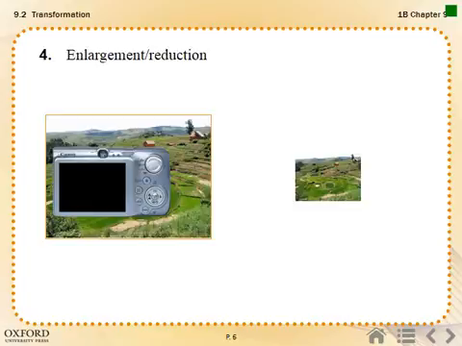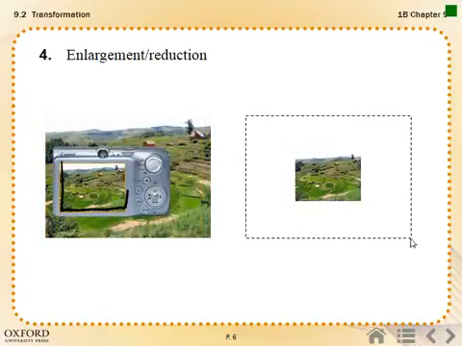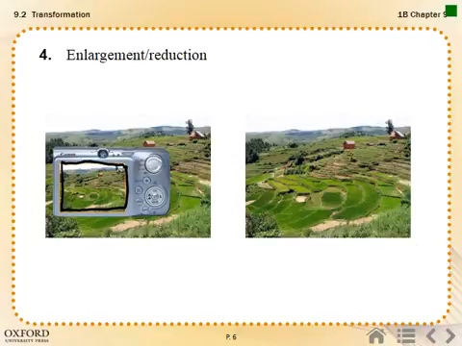4. Enlargement or reduction. If we just capture the photo, and there is the image on the screen, we say that the image on the screen is about the reduction for this scenery.